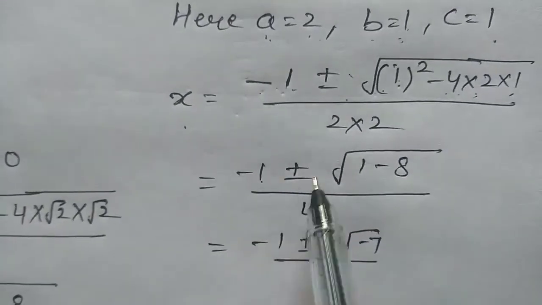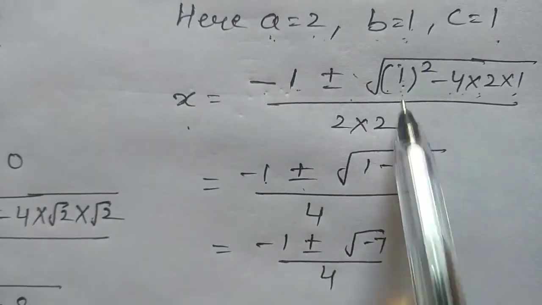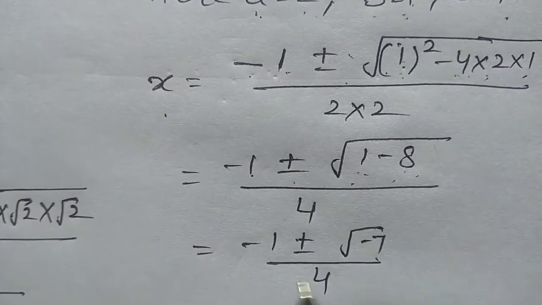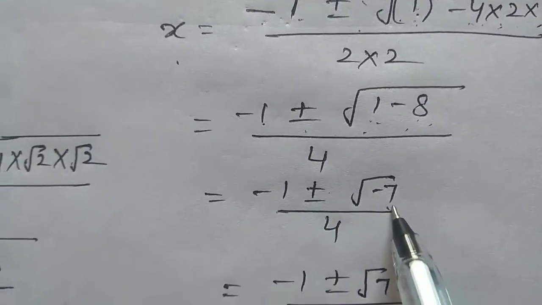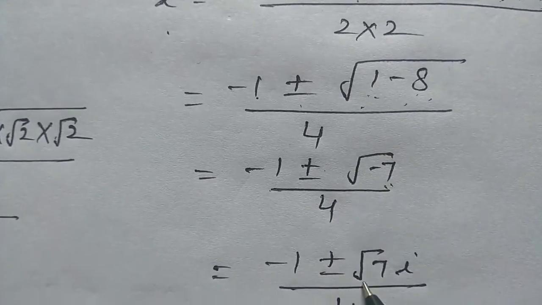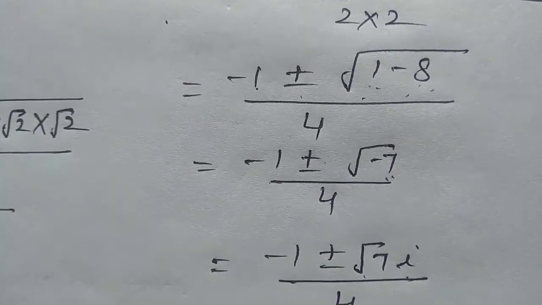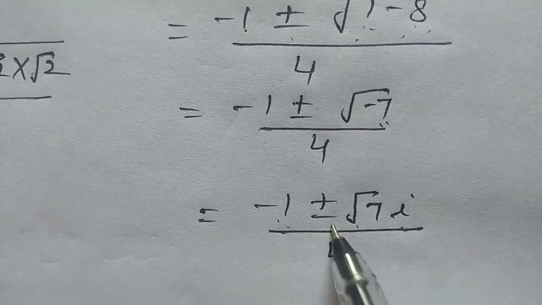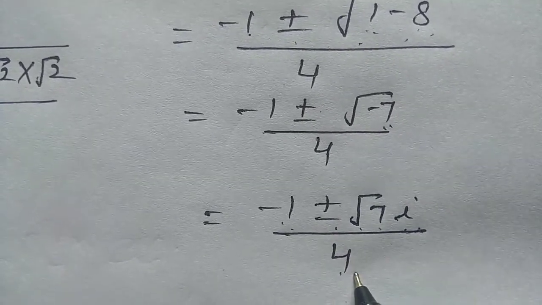So it is minus 1 plus minus root of 1 square, which is 1, minus 4 twos are 8. 1 minus 8 is minus 7. So minus 1 plus minus square root of minus 7 will be root 7 iota. So what are the roots? Minus 1 plus root 7 iota upon 4, and the other is minus 1 minus root 7 iota upon 4.